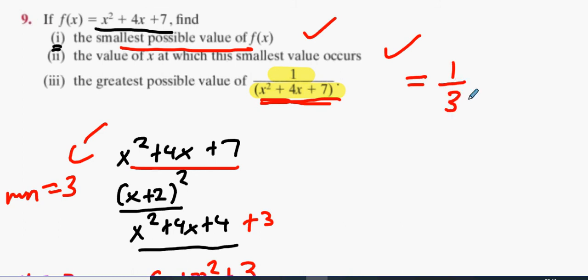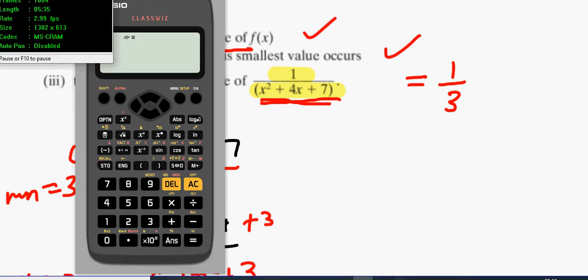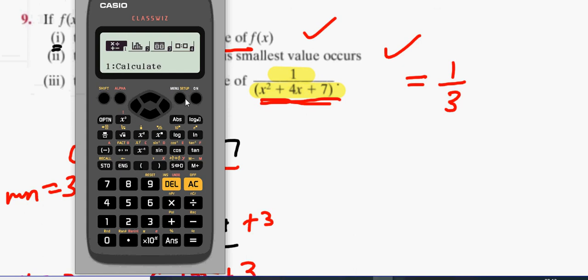If you aren't sure, you can put it into the table function of your calculator and you'll find that all the other values are bigger. So look, I'll show you that now. If you aren't sure about this, you can put in your mode your table function. You can do 1 divided by x squared plus 4x plus 7. Now, do you know what this does? It keeps replacing the x value with any numbers you want. So I'll go from minus 10 to plus 10.